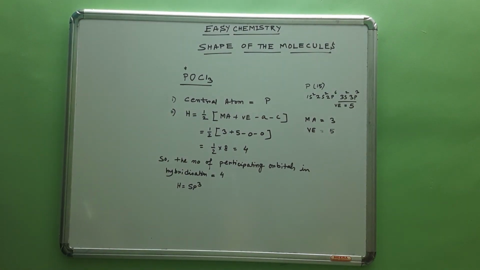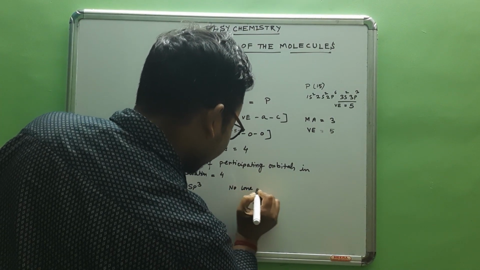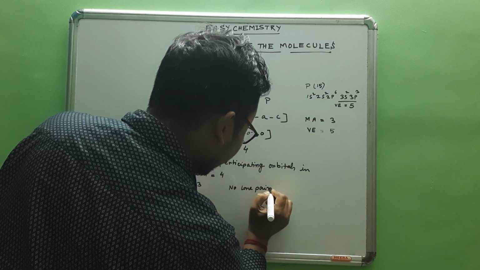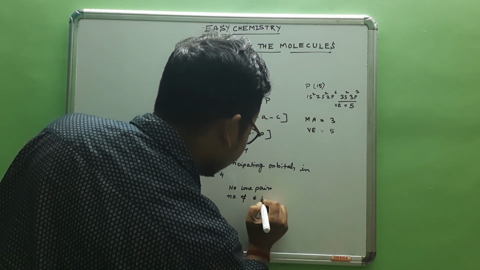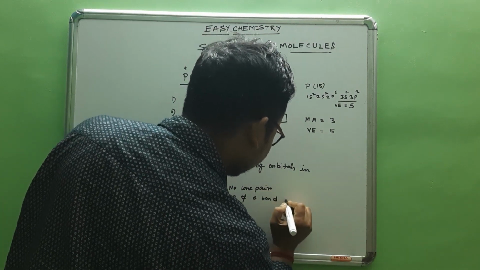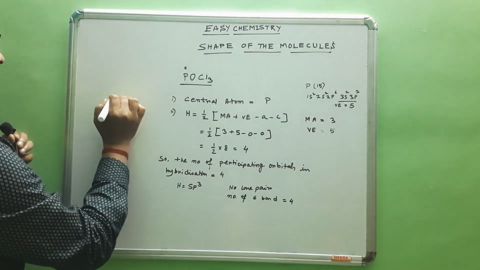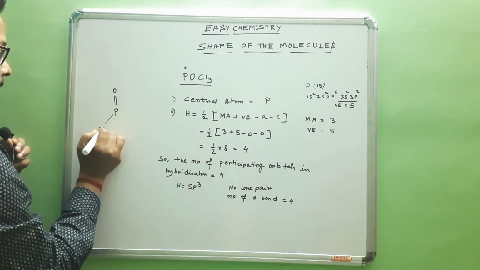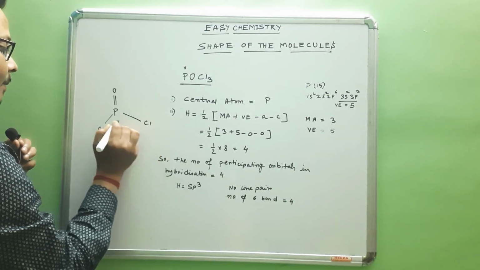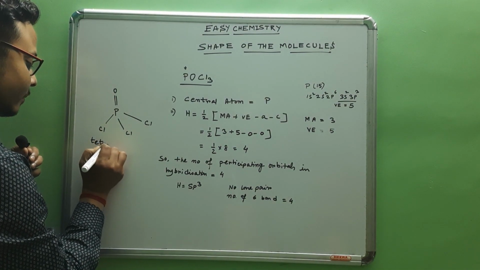And what will be the number of lone pairs? No lone pair, and the number of sigma bonds is 4. So what will be the structure? Phosphorus is doubly bonded with the oxygen. So the structure is tetrahedral.